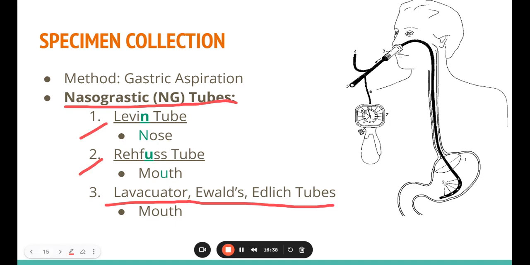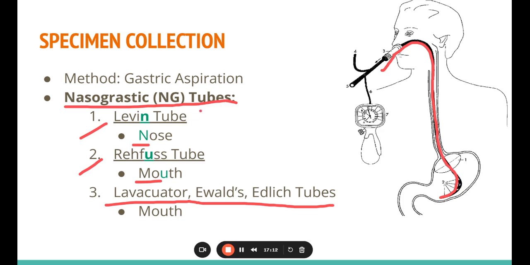So if Levin tube is used, the tube is inserted through the nose, while if Rifas tube is used, the tube is inserted through the mouth. Okay, so like here in this picture, the tube is inserted through the nose, and the tip of the tube is here in the stomach. So it will aspirate the acid. Acid will go here, and then the acid is collected.